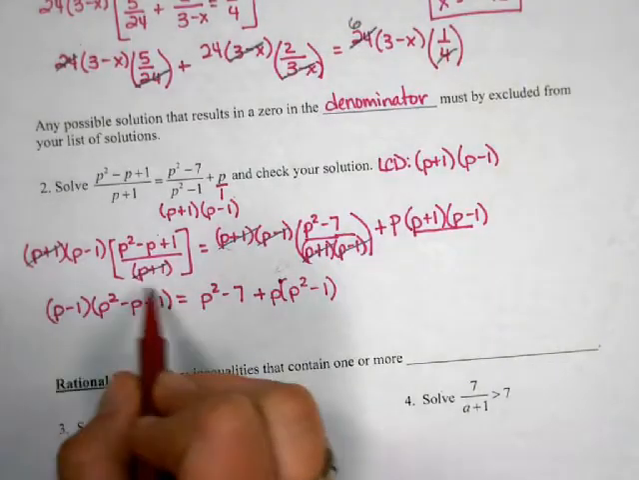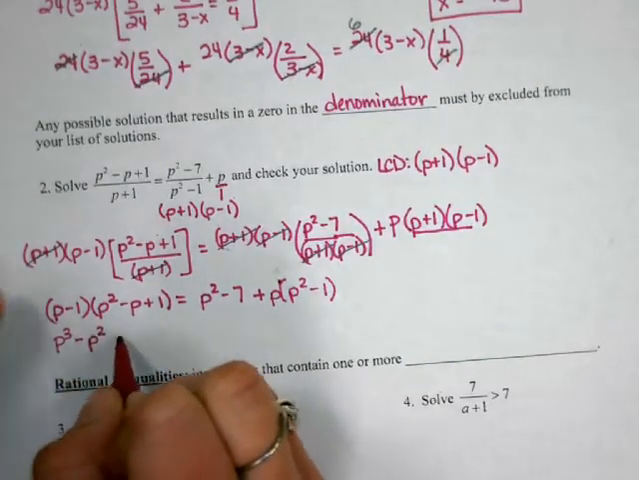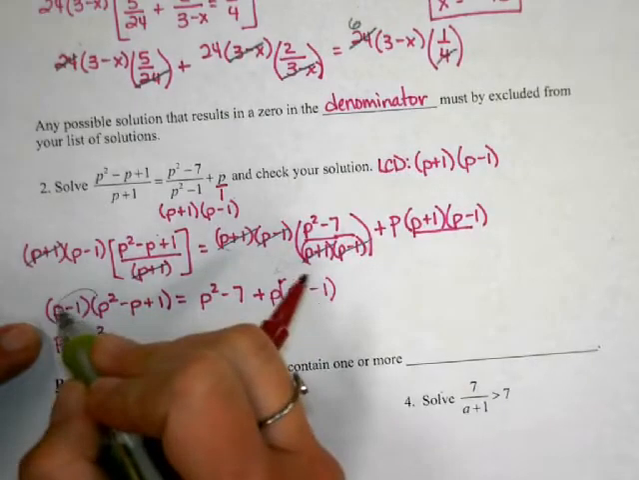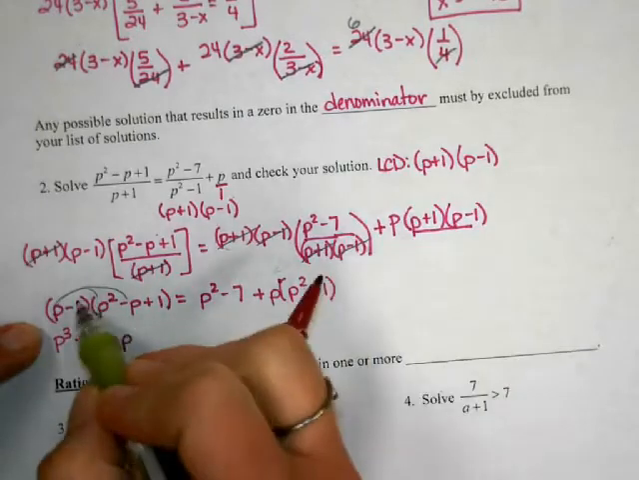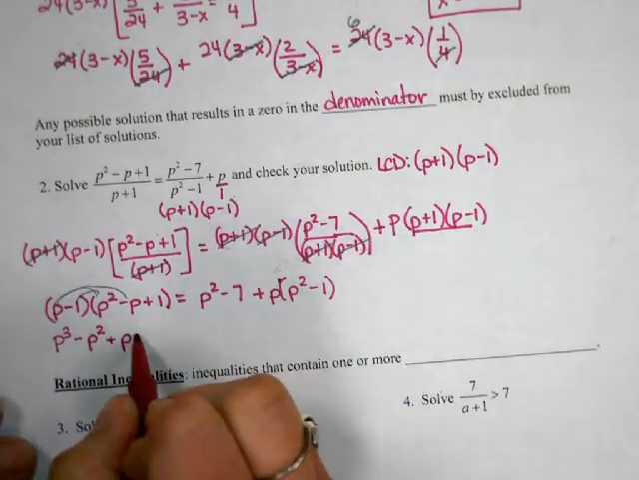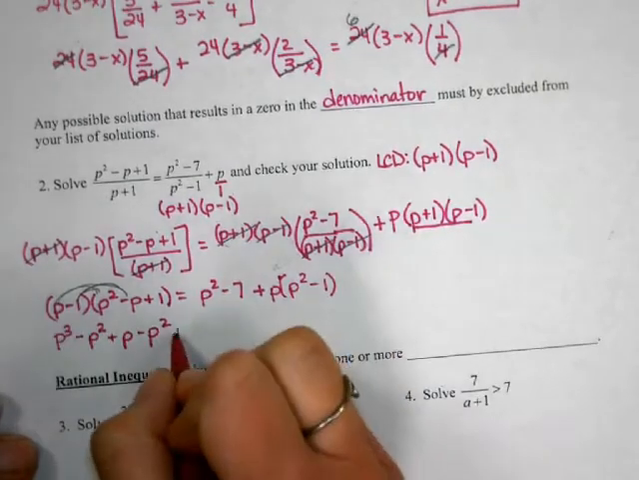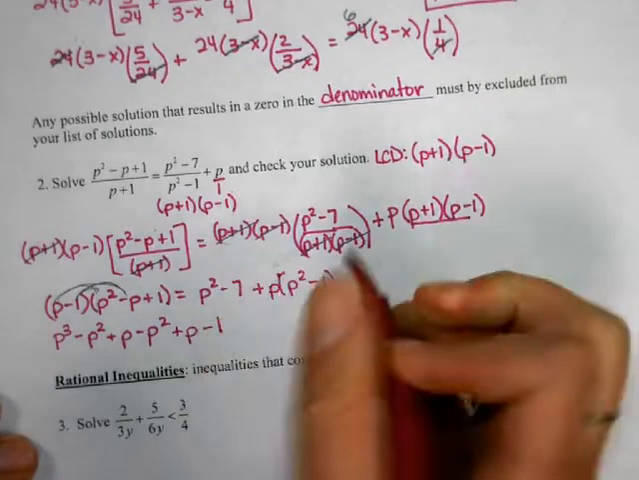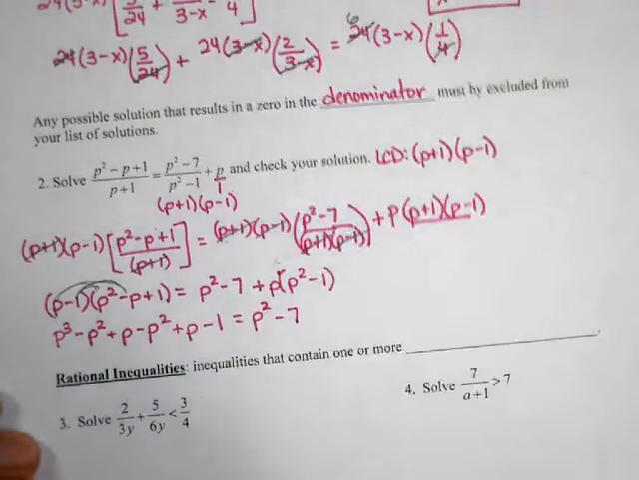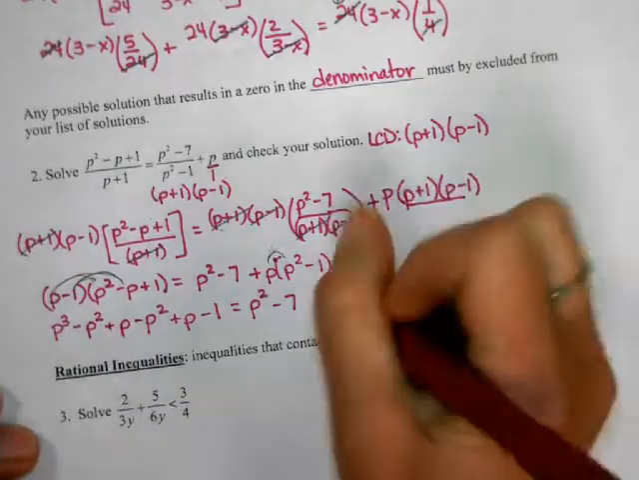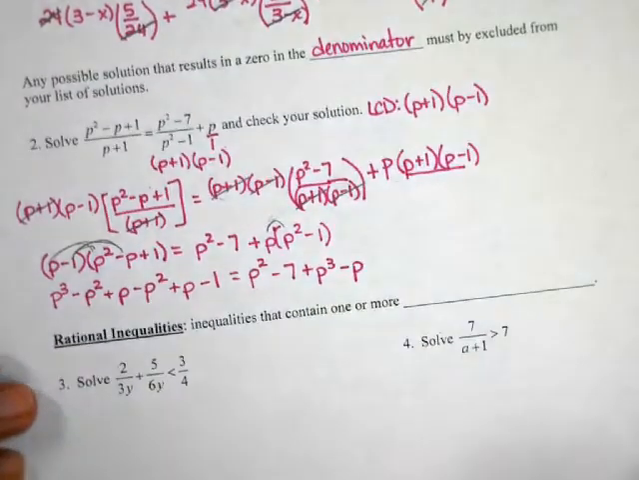Distribute a p minus 1 to everybody here, so I get p cubed minus p squared plus p minus another p squared. There's lots of p's. Plus p minus 1 equals p squared minus 7. I'm going to distribute this p now, so p cubed minus p. Holy cow, that's a lot of p's. Here we go, let's combine some like terms.